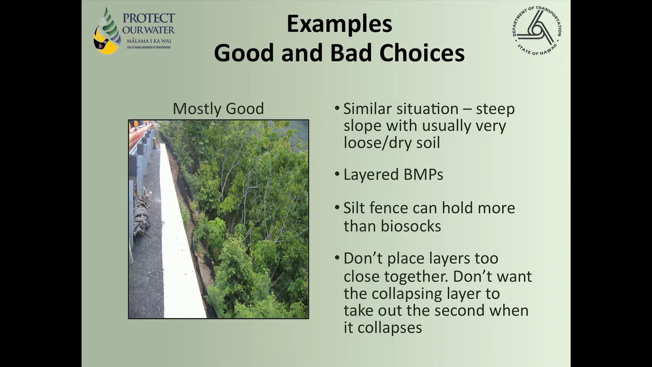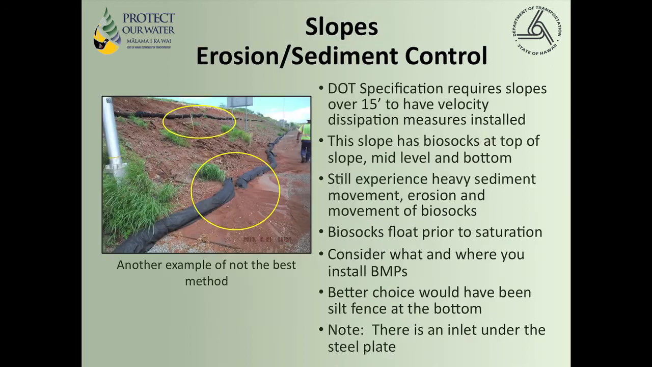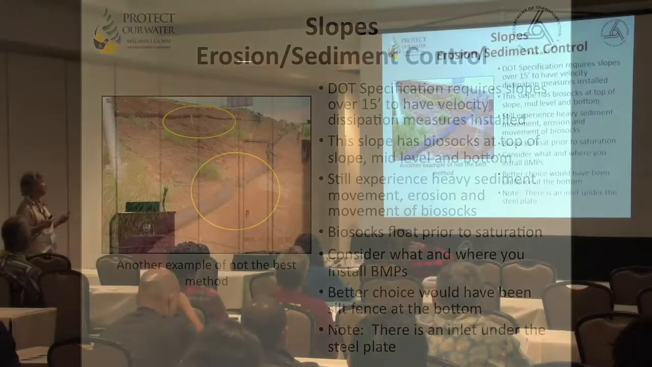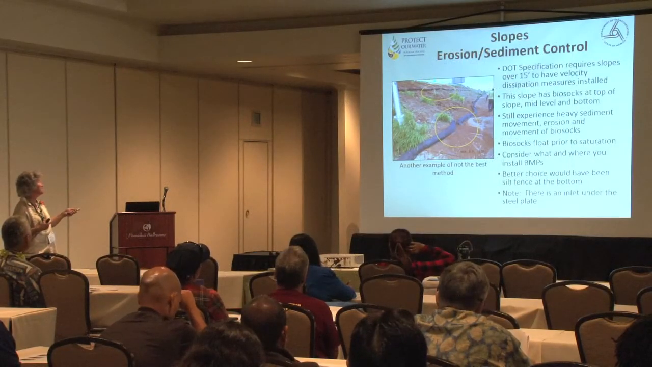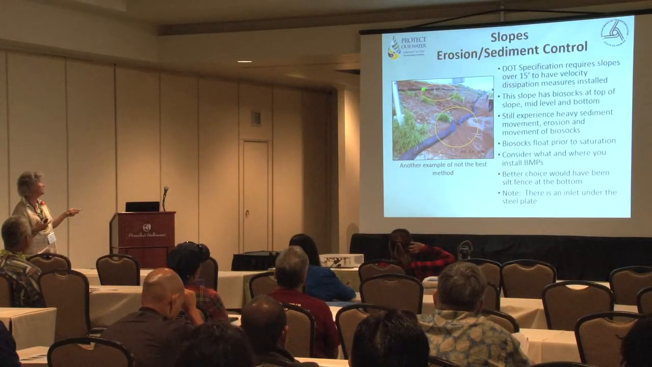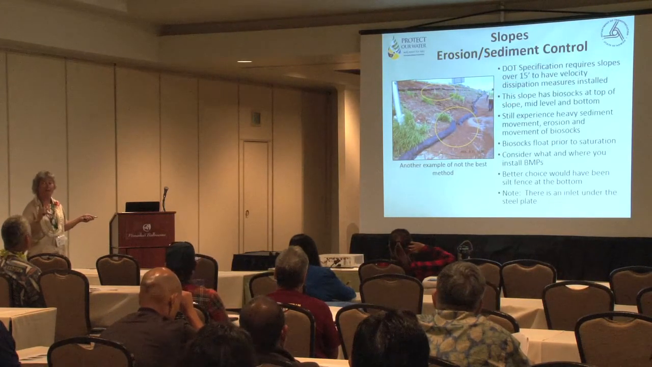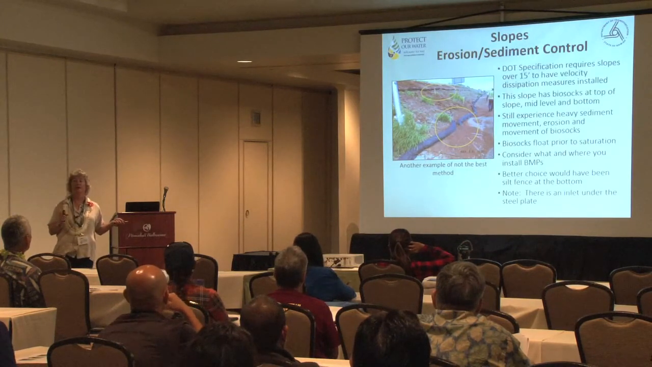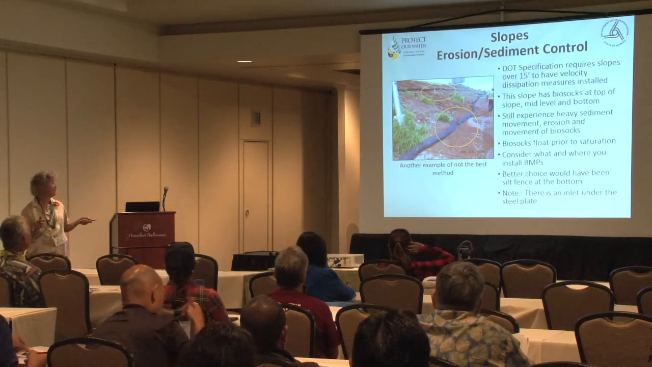If you have a steep slope, this again goes to a layered approach. You need to prevent sheet flow from over top of that. You need to prevent sediment from leaving the area. This one has biosocks at the top to prevent sheet flow, intermittent dissipation devices, which are required by Section 209 for any slope over 15 feet.